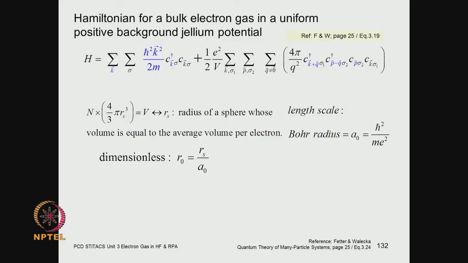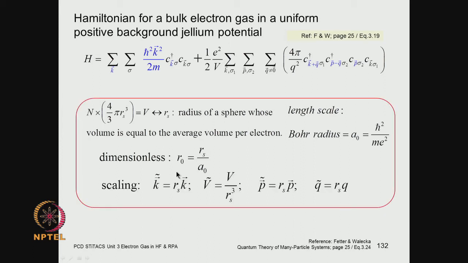So, we use new variables. What we do is some scaling through the Bohr radius. So, the length scale is now Rs divided by a0. So, this becomes a dimensionless length parameter. And likewise, we scale the momentum volume.